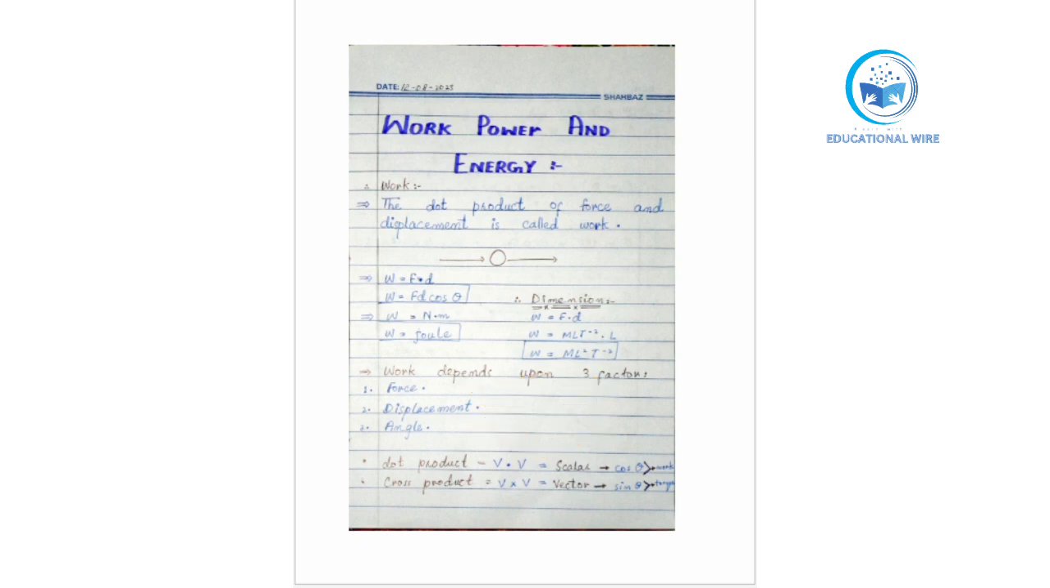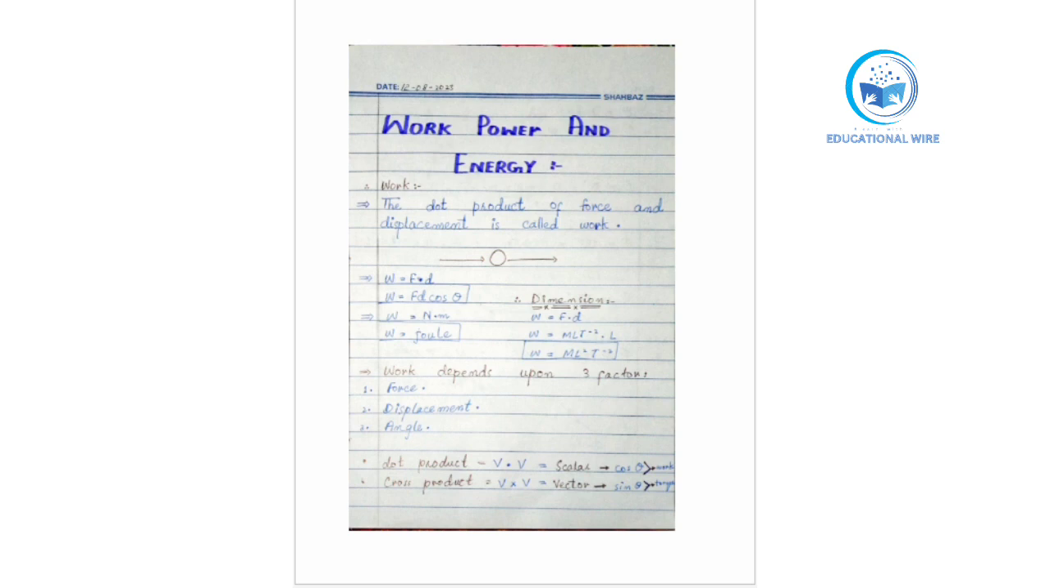Now we should know the concept of dot product and cross product. Dot product is vector dot vector, which is equal to a scalar. So this is called a dot product whenever the multiplication has a dot sign. And whenever the multiplication has a cross sign, it will be the cross product. Dot product is always a scalar and cross product is always a vector.